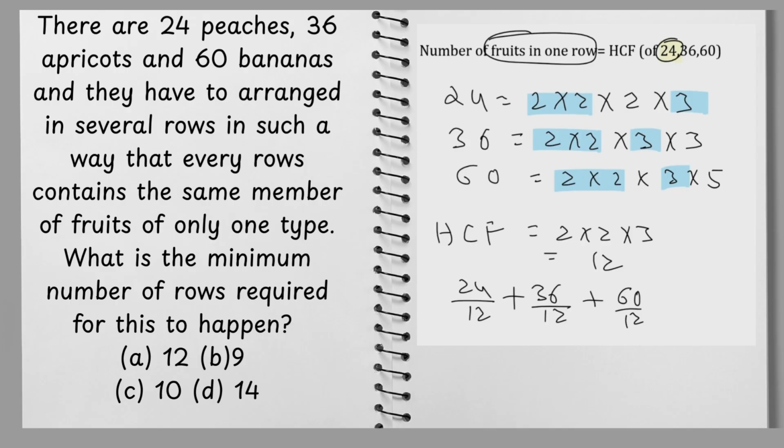Now, if I reduce it, you can see that this is 12 one time, 12 two times, 12 three times, and 12 five times. So the final answer is going to be the sum of these, that is 2 plus 3 plus 5, which is equal to 10. So we'll say that the minimum number of rows we have to find out is 10 in this case.